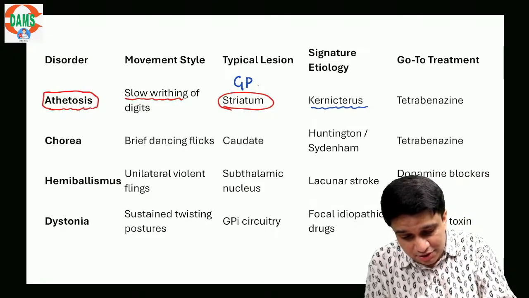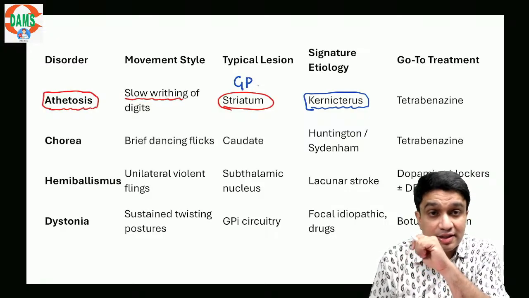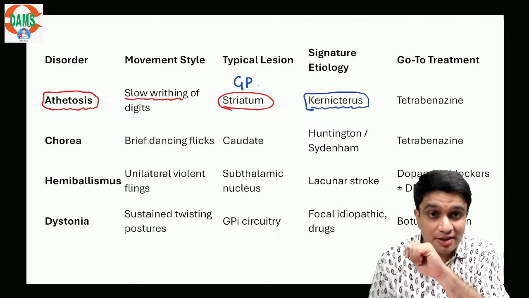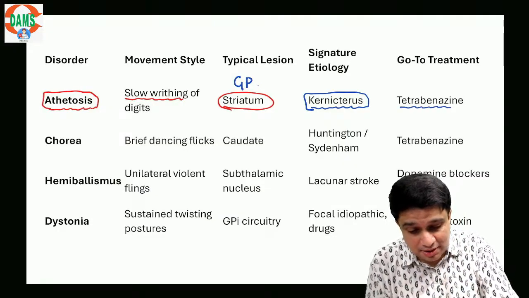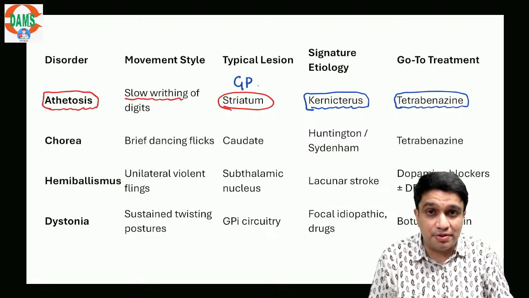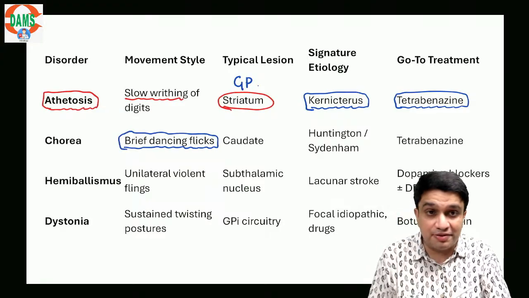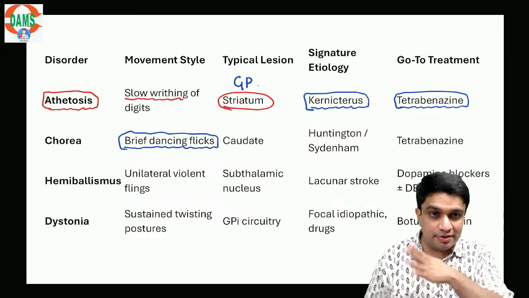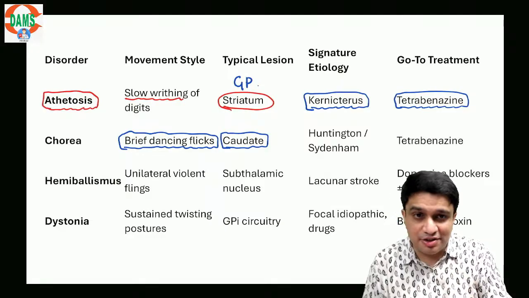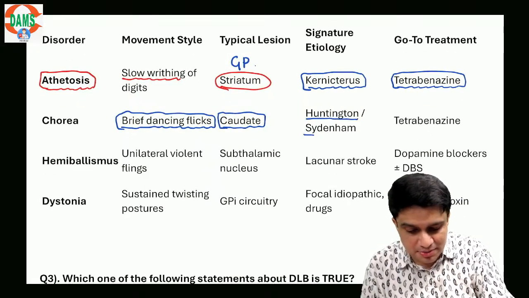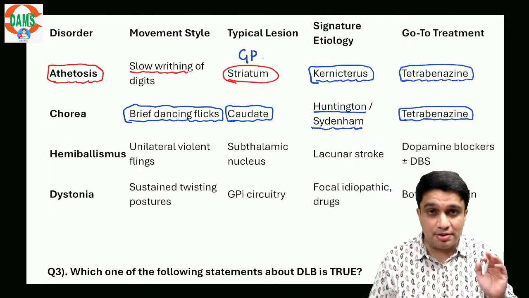And what is the signature etiology? Now this is important. The signature etiology is kernicterus. This is again given in the pediatric textbook. And the treatment for this is tetrabenazine. Again, in the higher books they give tetrabenazine as the treatment. Chorea is brief dancing flicks, prancing flicks like this, and the lesion is seen in the caudate nucleus. Signature etiology can be Huntington disease or its synonyms. And again, a very old question: what is the treatment of choice for this? Tetrabenazine.